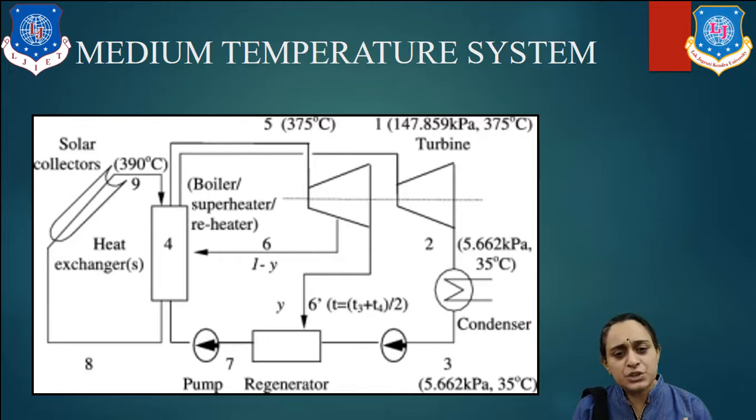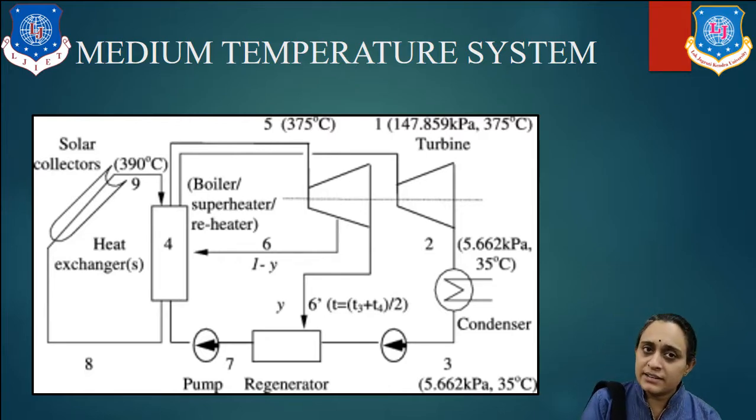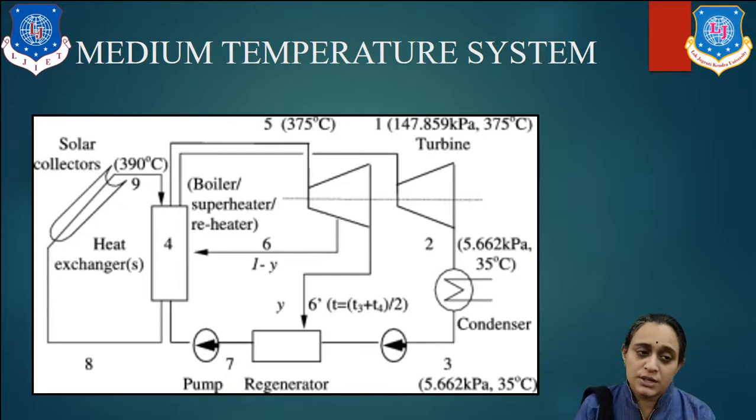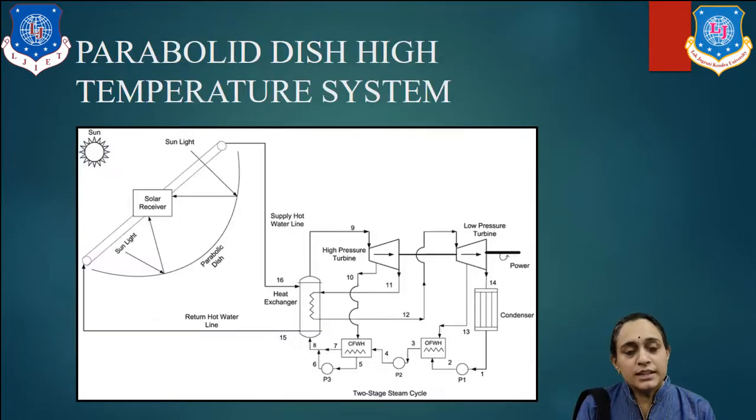So the efficiency of the collector is 0.7, and the efficiency of the Rankine cycle is approximately 0.38. The overall efficiency of this system is about 0.25, so approximately 25% of the system energy can be generated. Now let us have the high temperature system.